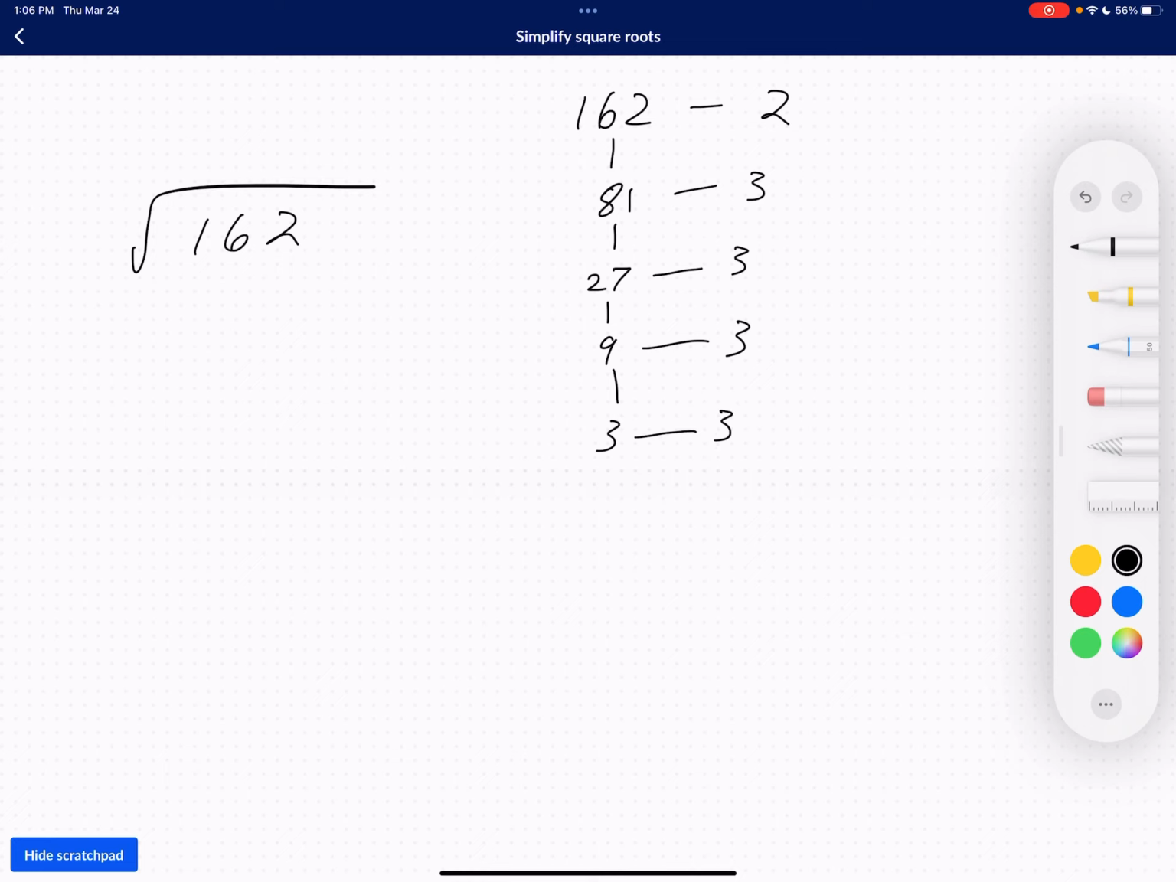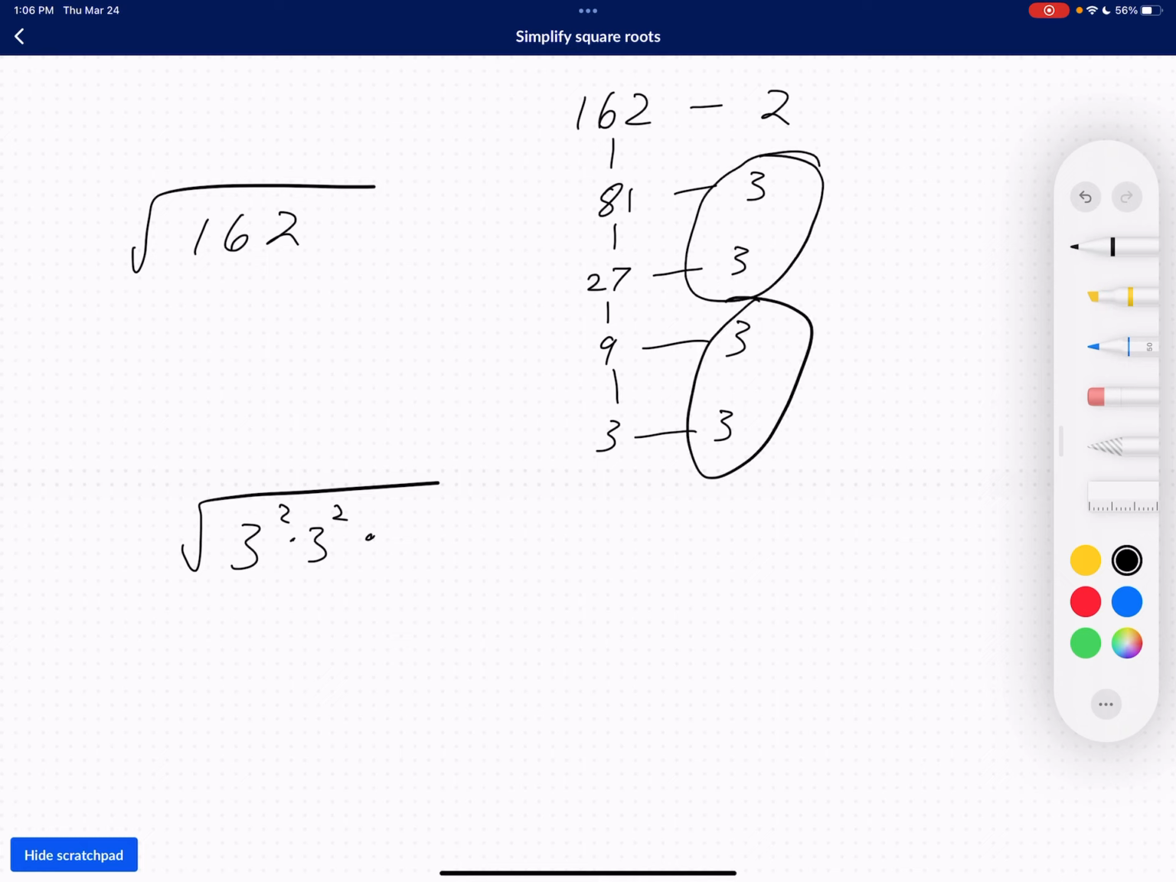So I can rewrite what's on the inside of this square root in a couple of ways. I could do it as 3 squared times 3 squared. So the first 3 squared came from right here. The next one came from right here, and then 2. Throw it back into a calculator, and you'll see what happens. 3 times 3 is 9, times 3 times 3 is 9. So you get 9 times 9 is 81, times 2 is 162.